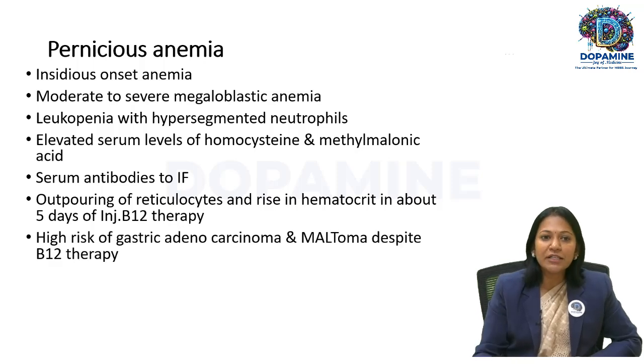So what we are concerned about in pernicious anemia is, despite treating the anemia, what happens? As we saw in the previous slide, there is an intestinal metaplasia and there is an intense lymphoplasmacytic infiltrate. So these people will have gastric adenocarcinoma and maltoma, mucosa associated lymphoid tumors. So despite B12 therapy, because of this metaplasia and increased lymphocytic infiltration in the submucosa, people with pernicious anemia have a high risk of gastric adenocarcinoma and maltomas.